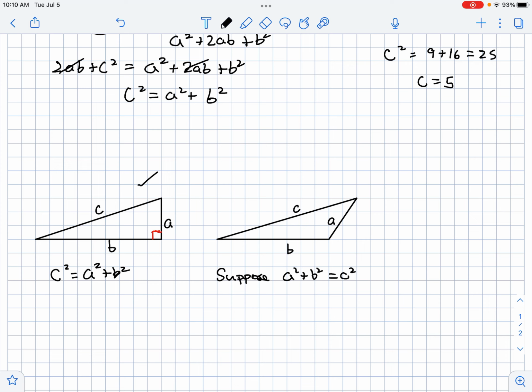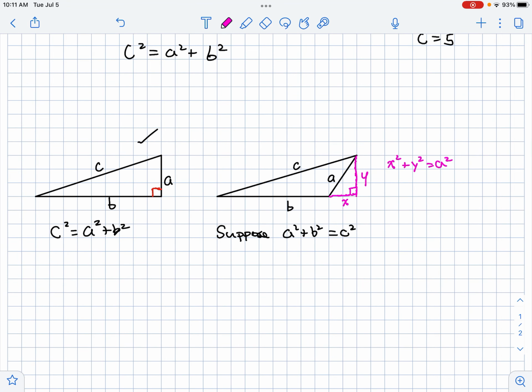Now I'm going to drop an altitude here. And I'll call the length of this little new triangle here x, and the height I'll call y. Now we know from this that x squared plus y squared is equal to a squared, because for this little right triangle that we formed, that's the truth. So a squared equals x squared plus y squared.